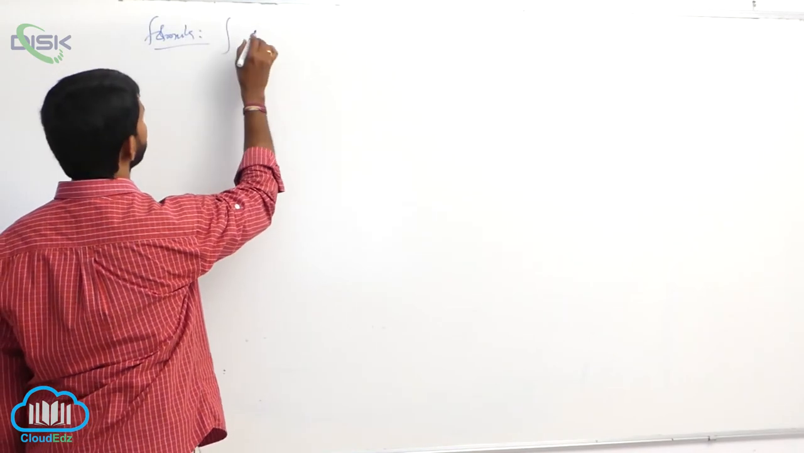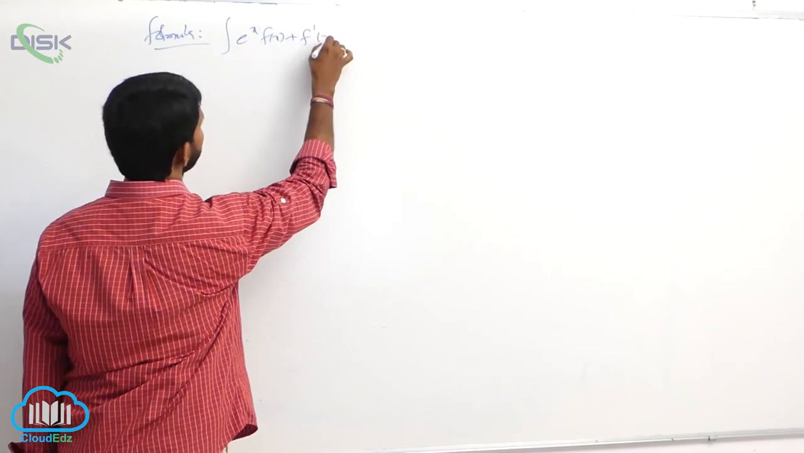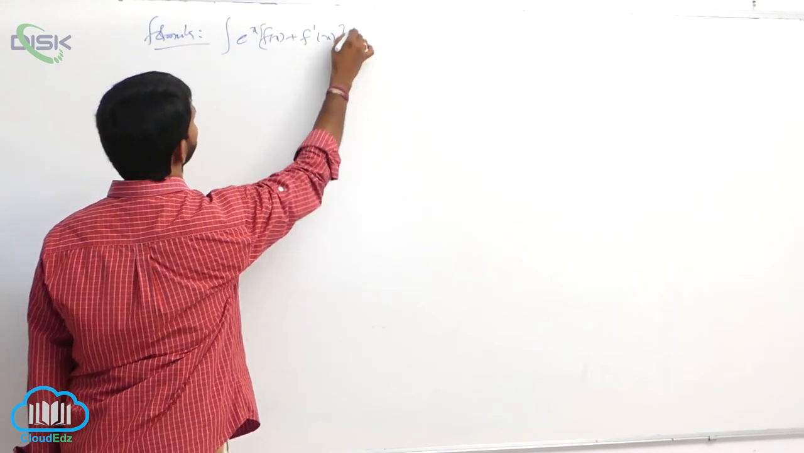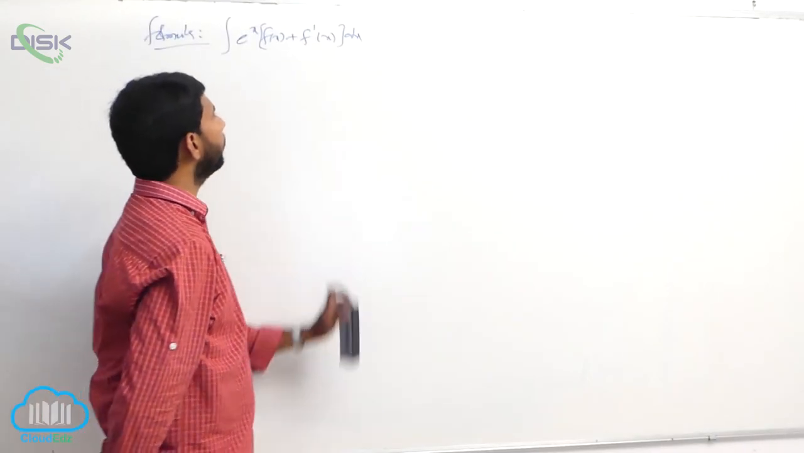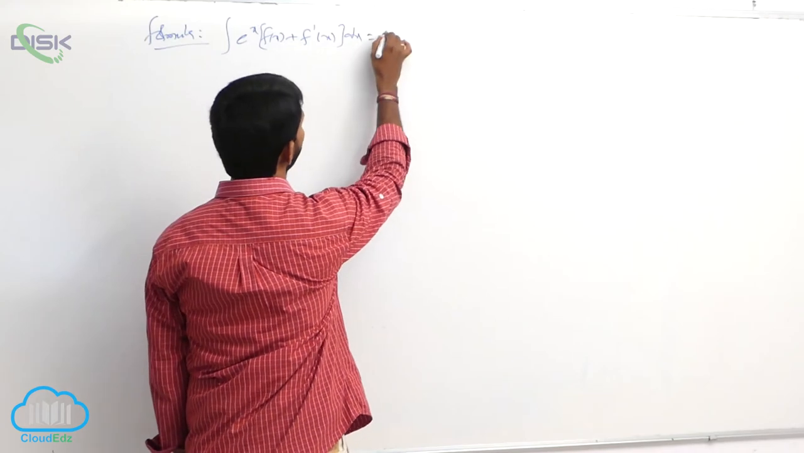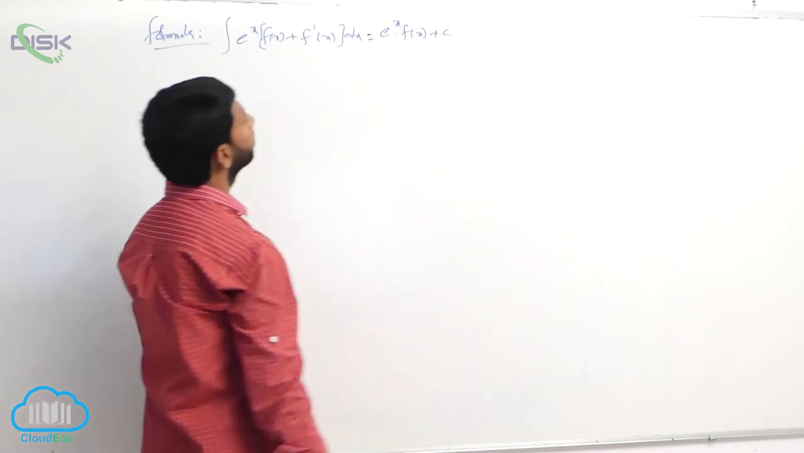Any integral of the form integral of e power x into f of x plus f dash x dx is equal to e power x into f of x plus some constant.